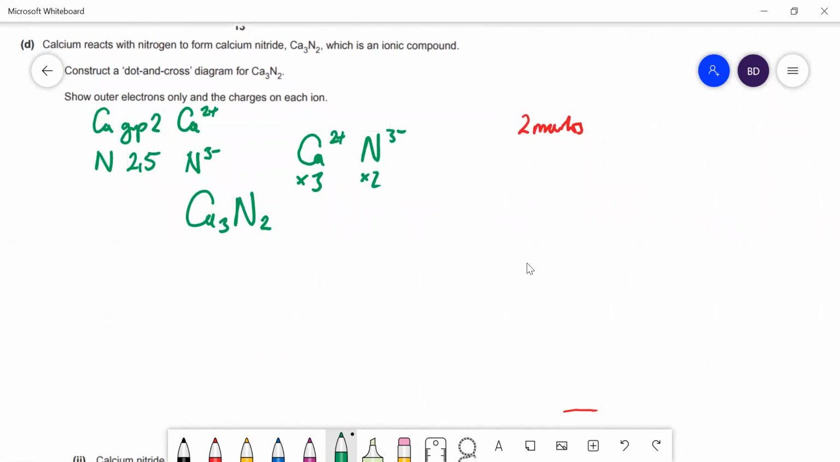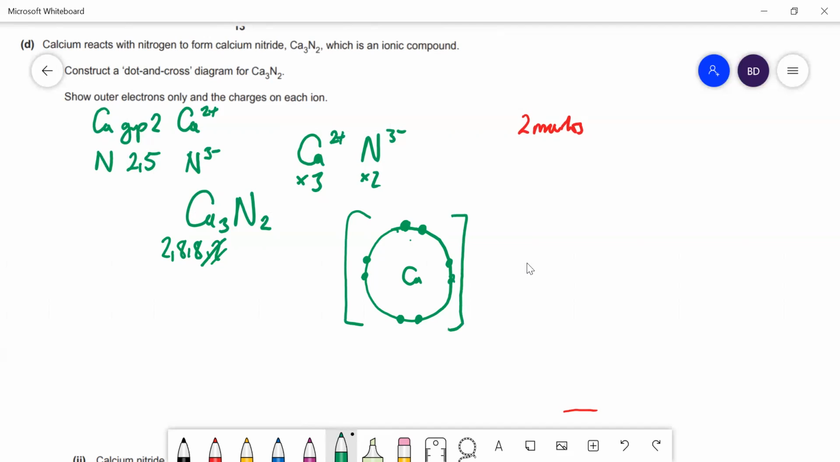Right, so calcium, we just draw the outer shell, I think. Right, so I'll draw the outer shell, which for the calcium is going to be 2, 8, 8, 2. So the calcium ion, we lose those 2. So it's got 8 in the outer shell. Okay, and the charge on that ion is 2+. It's lost 2 electrons. The nitride ion has gained 3 electrons.